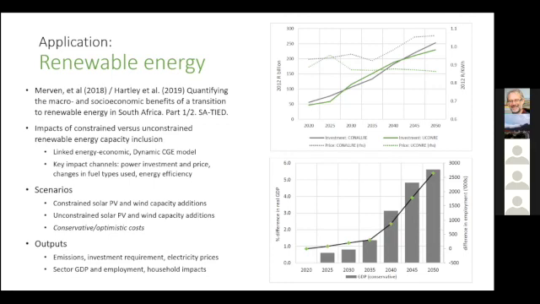So a key outcome from the study was that because of the decrease in the cost of renewable energy, when you constrain how much solar PV and wind you allow to be added to the system, you are actually negatively affecting economic growth. So the graph here on the bottom right shows the change in GDP and employment in an unconstrained scenario relative to a constrained scenario.